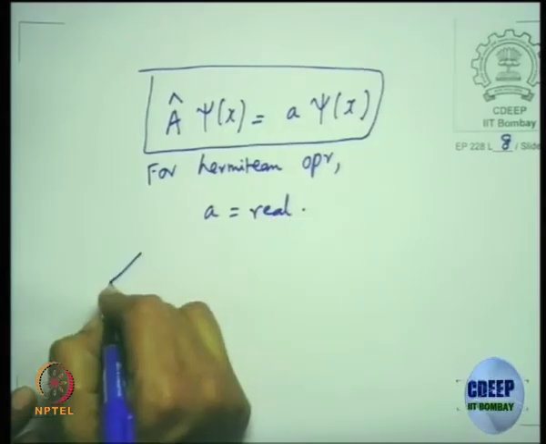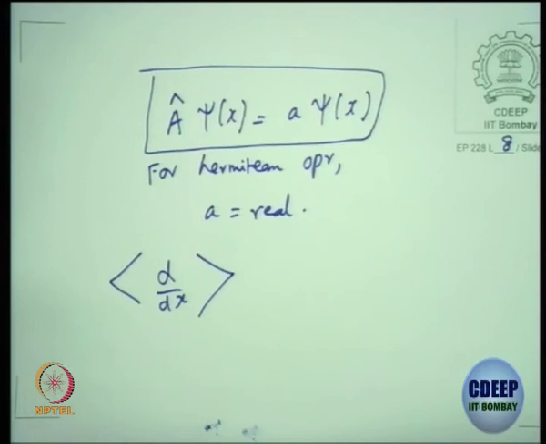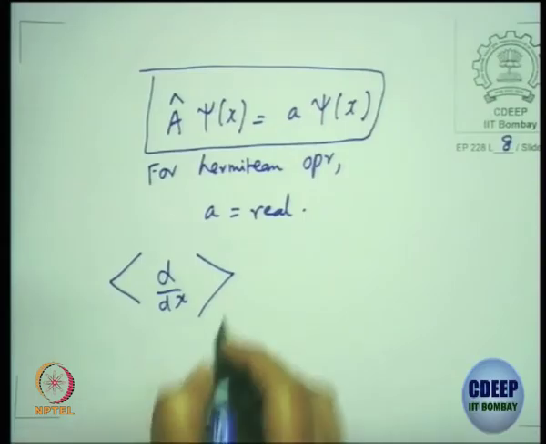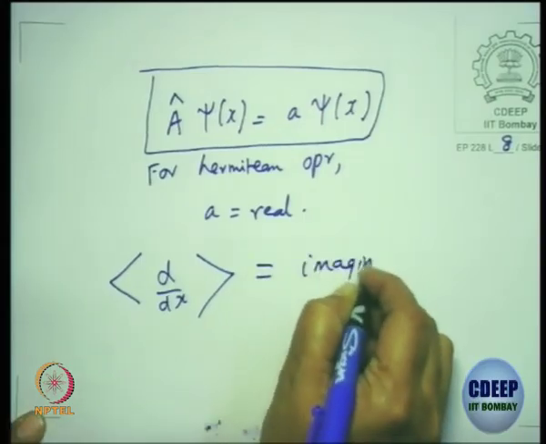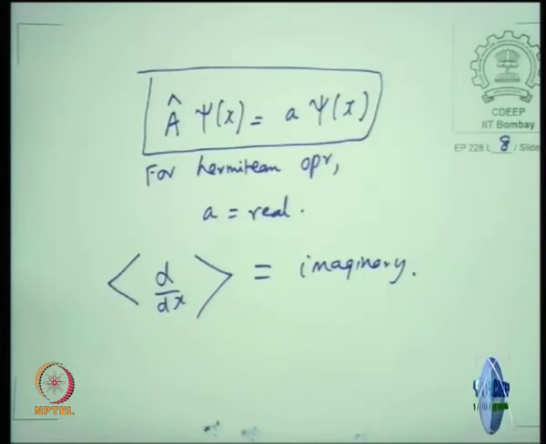When you do an expectation value of the d by dx operator, what happens? You can show this to be imaginary. Have you tried this in your particle in a box? Please do this. Take the particle in the first excited state or the ground state or any state. Find the expectation value of d by dx. Please do this. That's why d by dx is not an observable, it's giving me expectation values which are imaginary, which is not an observable quantity.